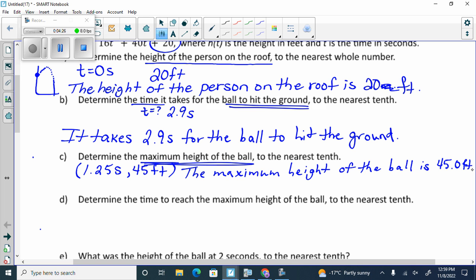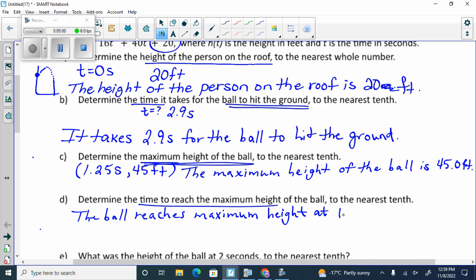Then this one says, determine the time to reach maximum. So now what am I asking you for? The time, the 1.25, right? So the max I can ask you for either or. You have to pay attention to figure out which one. So the time the ball reaches maximum height is at 1.3 seconds, because that's the nearest tenth. One decimal place. You know, this makes my writing look terrible.